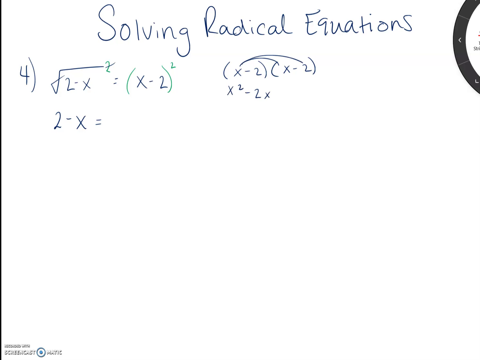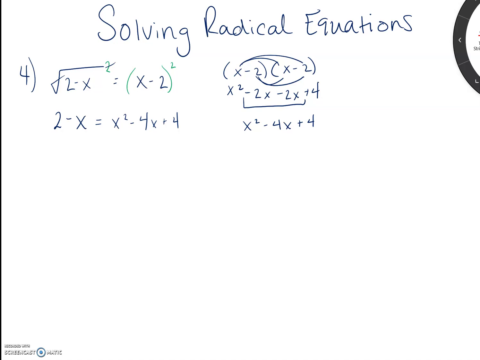x times x is x squared, x times negative 2 is negative 2x, negative 2 times x is negative 2x, and negative 2 times negative 2 would be positive 4. Combine your like terms. So this side equals x squared minus 4x plus 4. Probably one of the biggest mistakes would be just saying x squared minus 4 and leaving out that middle term.